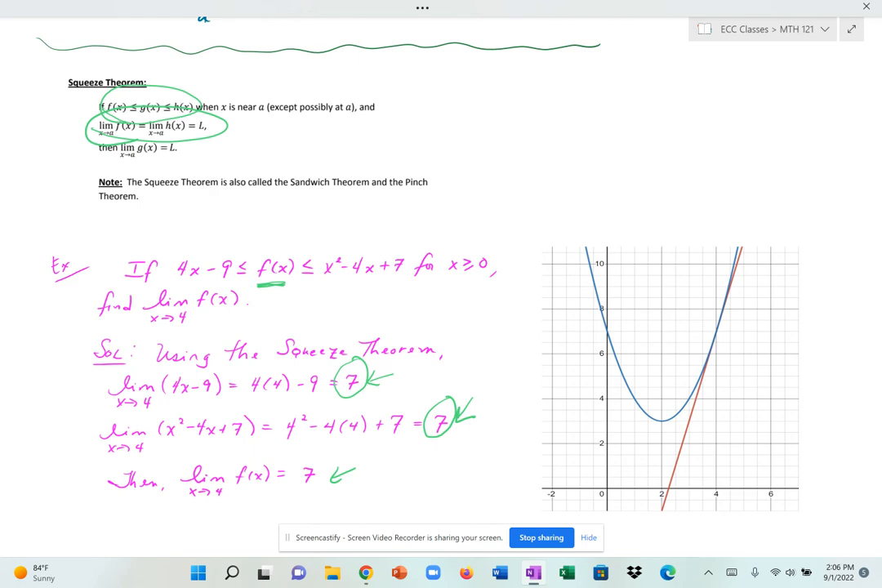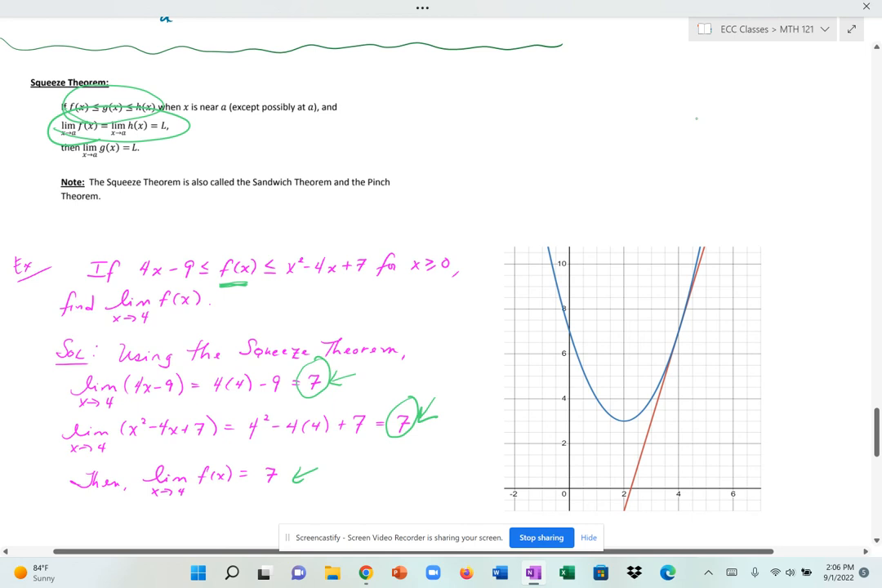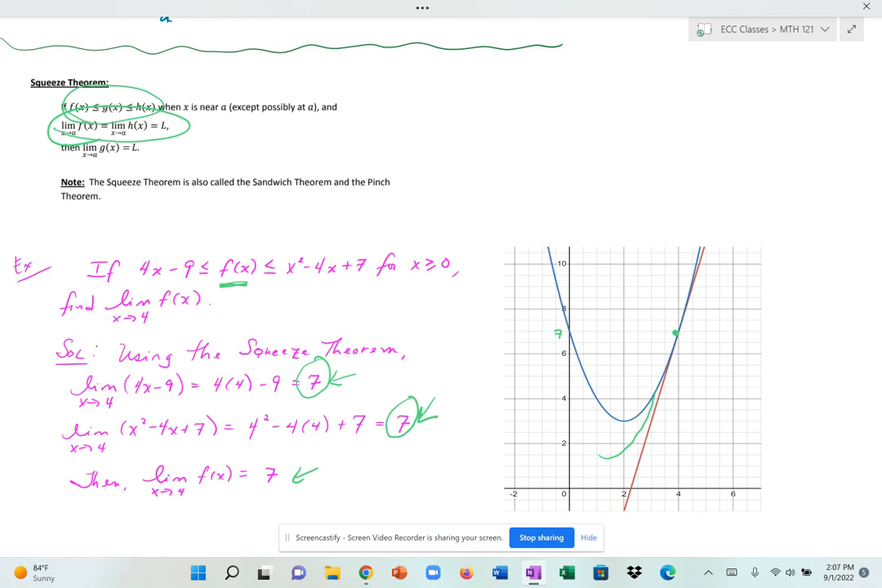Now we don't know what f of x is, but here's the graph. The 4x minus 9 is the line in red. The parabola is in dark blue. Here's the value at 4, and so that is 7 right here. So if I had any graph f of x going through this, notice it's squeezed so tightly for that to be in the middle of these two.